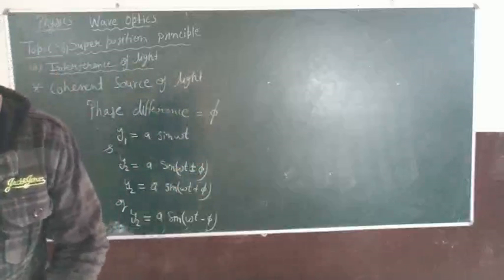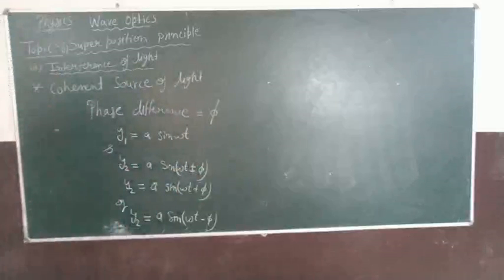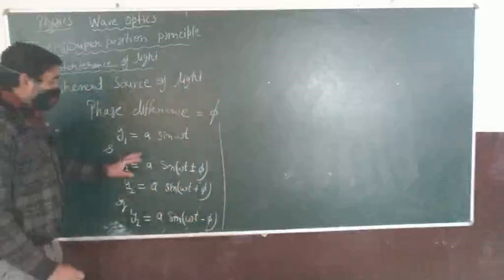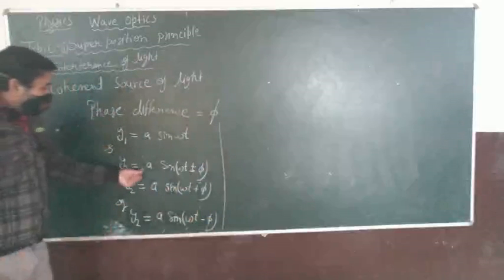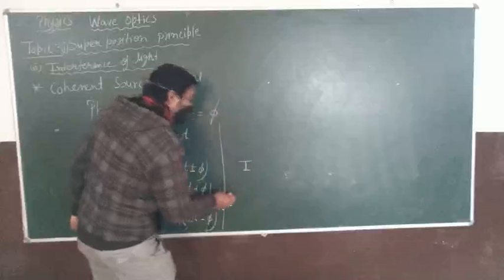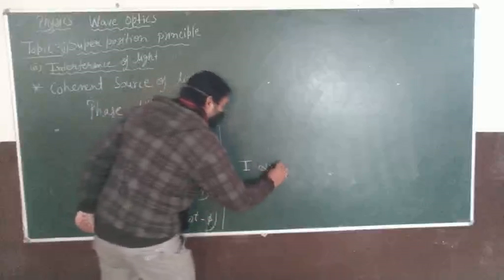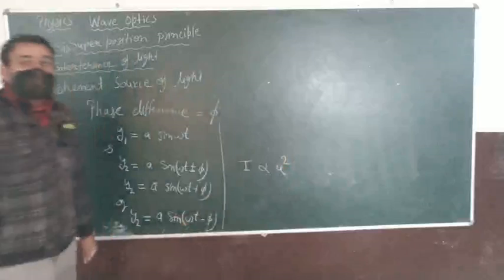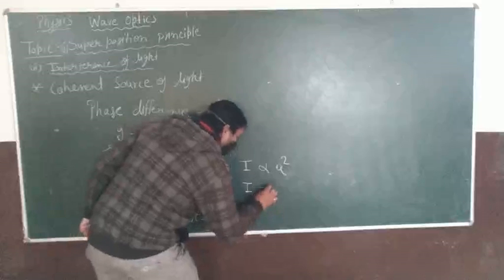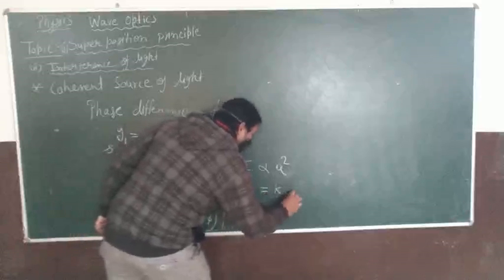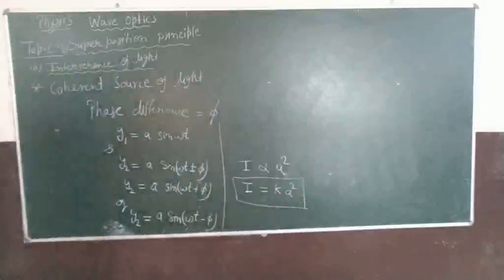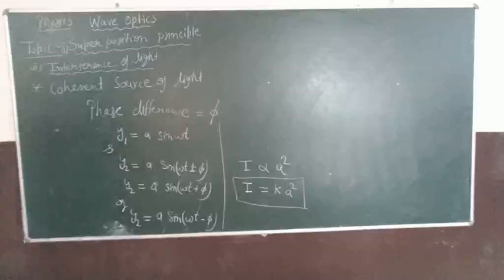Now we will understand one more thing here. If we find the result, the intensity of light is directly proportional to the square of the amplitude. That is, the intensity of light is equal to k a square.